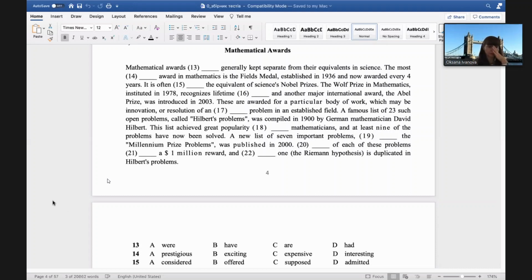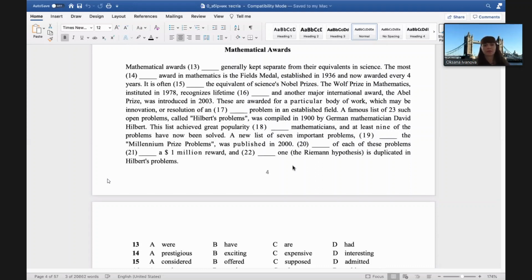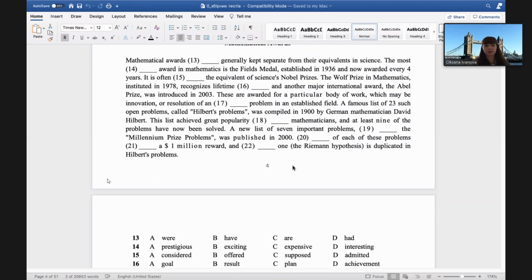Okay. Uliana, would you like to start? Yes, I will start. Mathematical awards are generally kept separate from their equivalents in science. Okay. So does everyone agree that the best variant is C? No doubts. Okay, then continue.